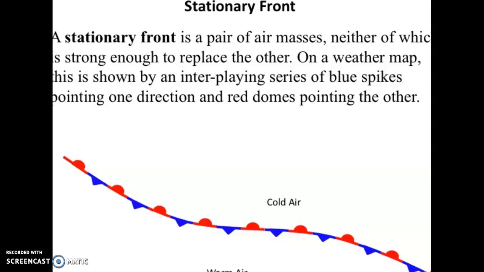Now our last type of front is the stationary front. So remember, this is where we have a warm and a cold air mass meeting, and neither is stronger than the other, and they're pushing against each other. So that's your definition of a stationary front.